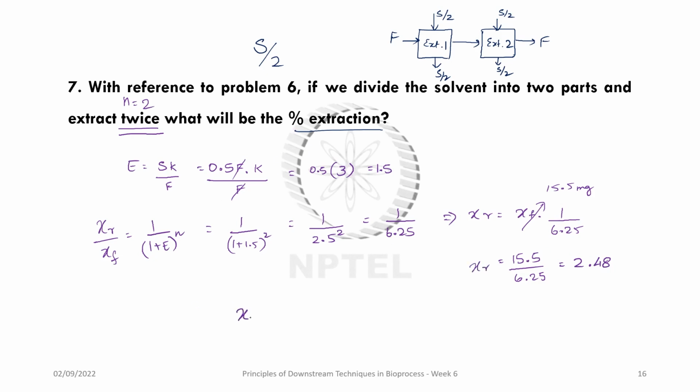And what is your question? Percentage extraction. So that will be XF minus XR by XF into 100, which is, what's my XF? 15.5 minus 2.48 by 15.5 into 100, which is, it's the answer that you're getting.